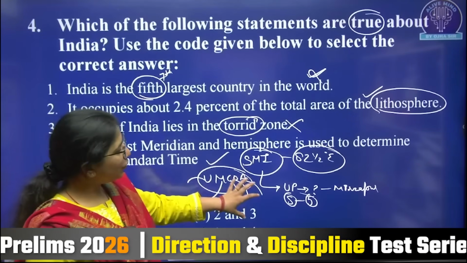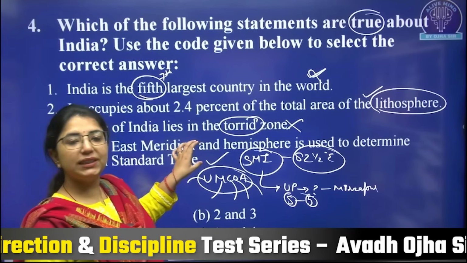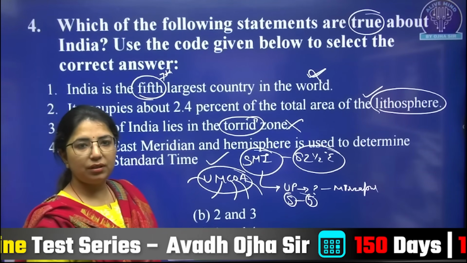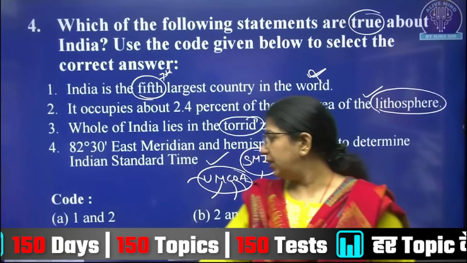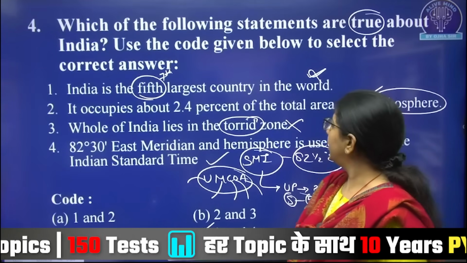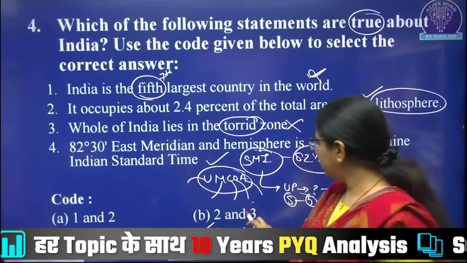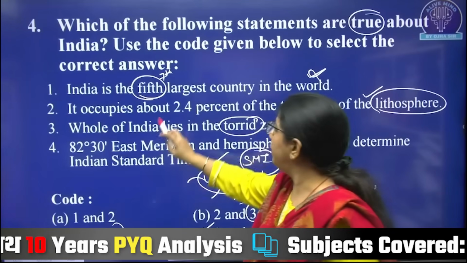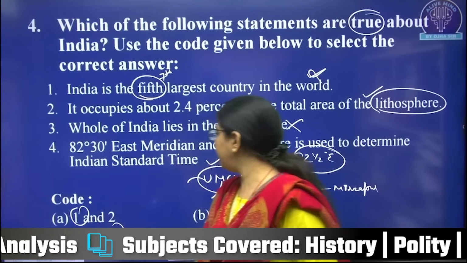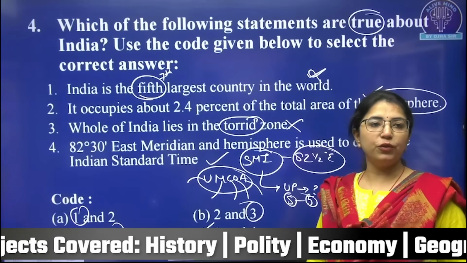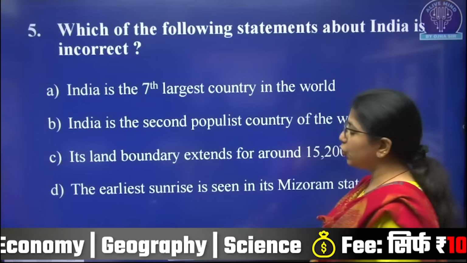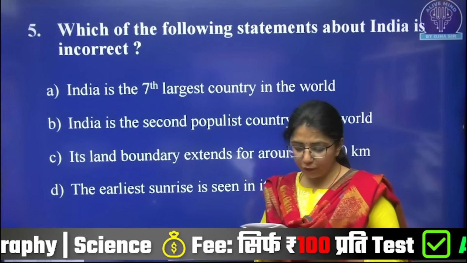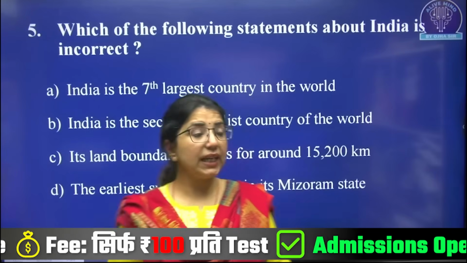So, how many facts did you get? 3 facts with respect to one single option. So, this is right. The answer is D, 2 and 4. Why? Because the third is wrong, so this is eliminated, and the first is also wrong, so this is also eliminated. Answer is 2 and 4. Then is question number 5. Which of the following statements about India is incorrect?